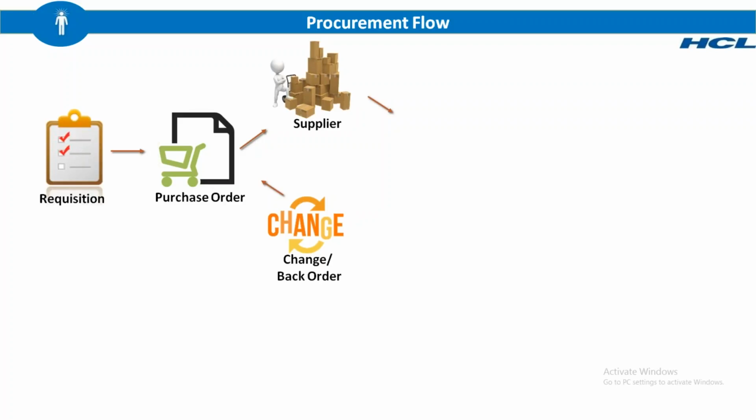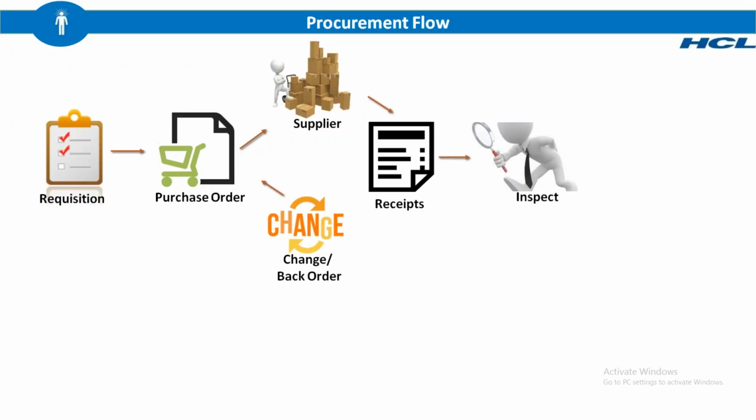Because what happens is, once you dispatch the PO to the supplier, you will not be able to modify anything on the PO side. If you want to modify, you use the change or back order and modify the things. Once you do the change order, again it kicks off all the approvals. Then you dispatch this to the supplier. The supplier receives the purchase order from his end, and then he will send the goods to you. That is nothing but the receipt. Along with the receipt, he will send the invoice also to us.